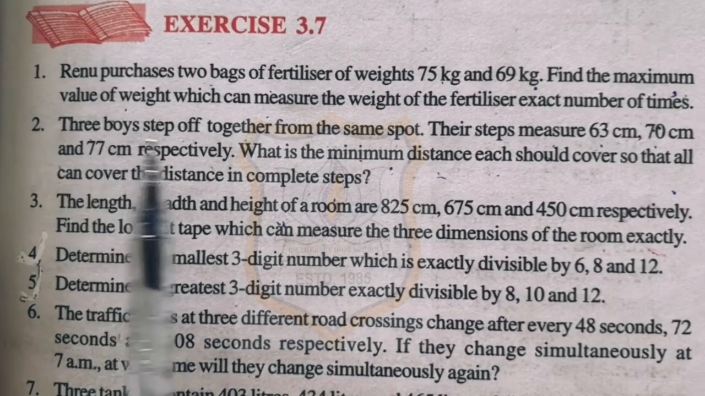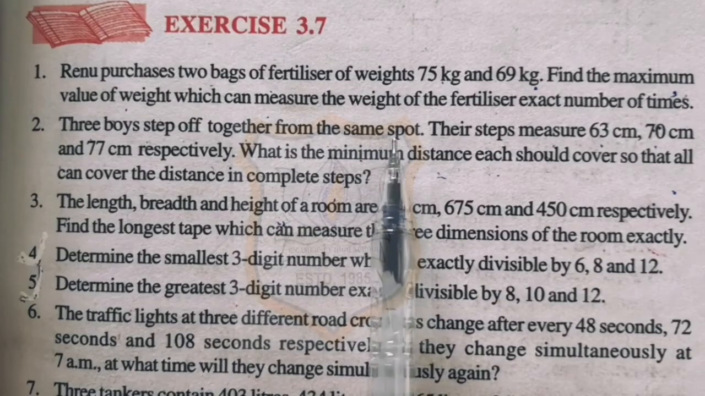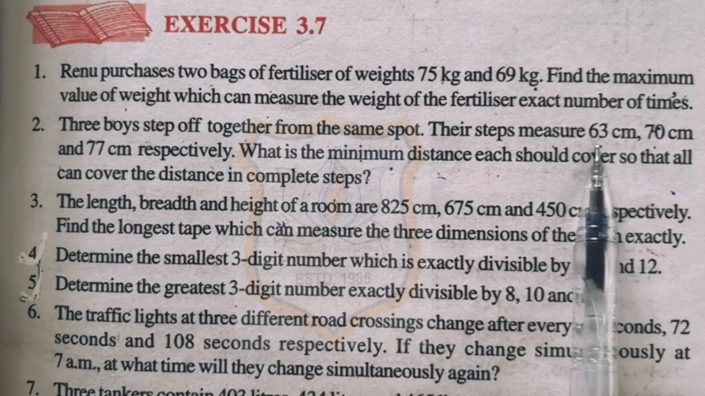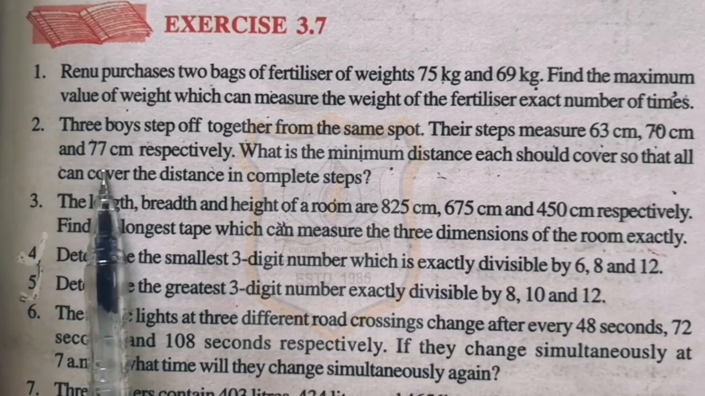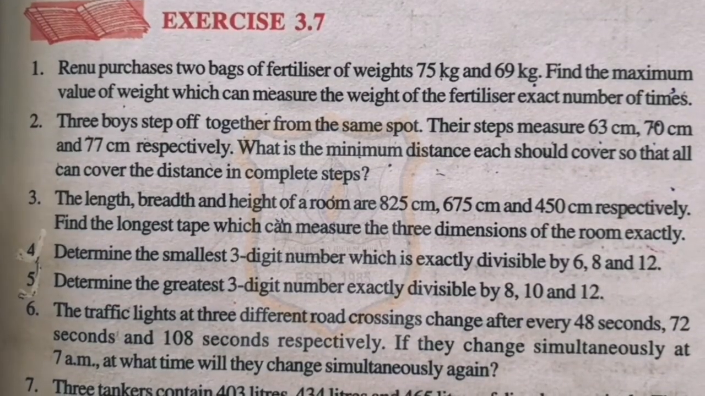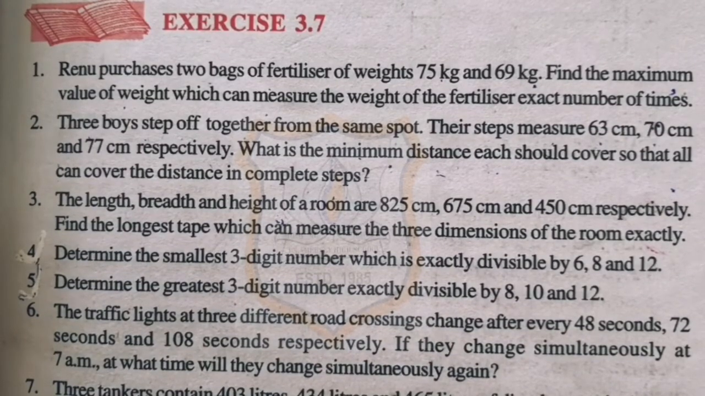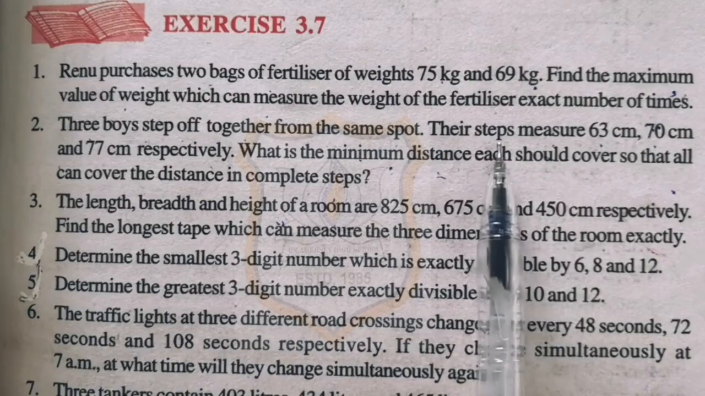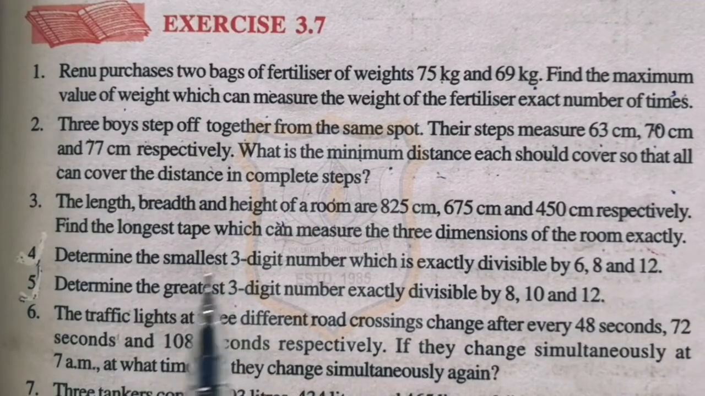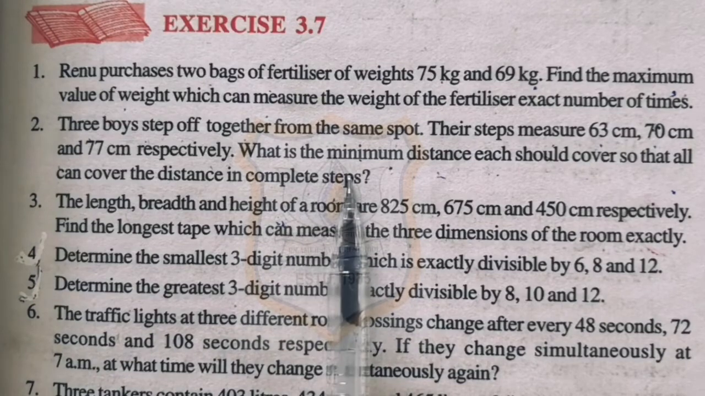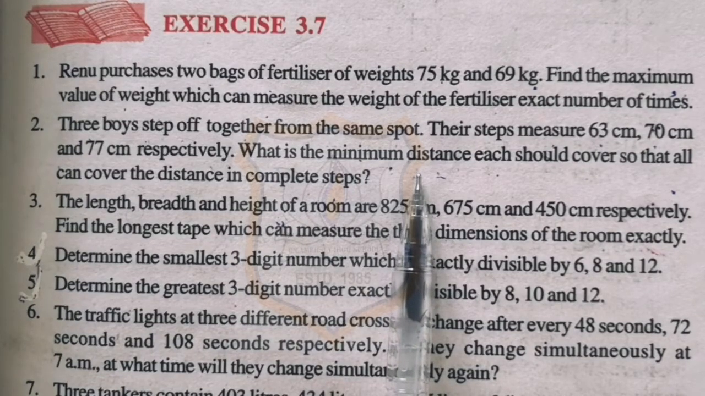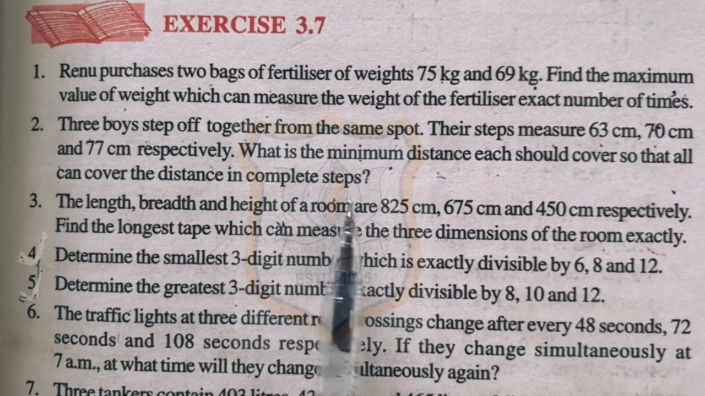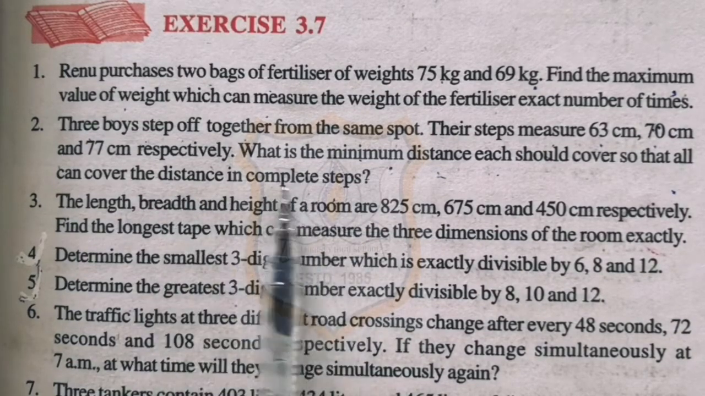Here three boys step off together from the same spot and their step measures are 63 cm, 70 cm and 77 cm. Here students, you all know that it's not compulsory that the measure of the steps of each person is the same. So here also you can see the step measures of the 3 boys are different. Here what we have to find out is the minimum distance at which each boy should cover the distance in complete steps. We don't have to count in half steps, we have to count complete steps.